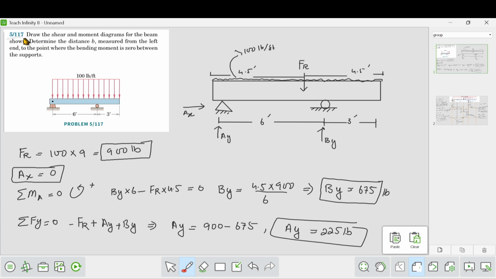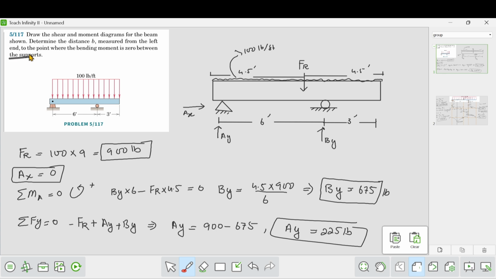We have to solve problem 5.117. Draw the shear force and moment diagram for the beam shown. Determine the distance B, measured from the left, from this side, to the point where the bending moment is 0 between the supports.